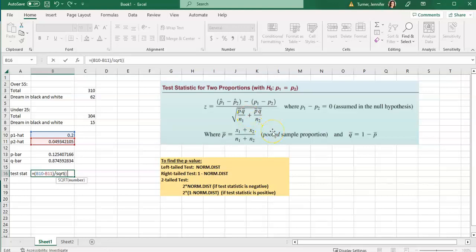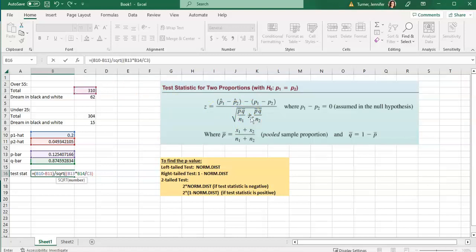So I'm going to open another set of parentheses to put in my first fraction. The first fraction is P bar times Q bar divided by N1. N1 is the sample size for the first group. So P bar is here times Q bar is here, divided by N1, meaning the total from the first group, right here. Close the parentheses. So that's the first fraction, this guy right here.